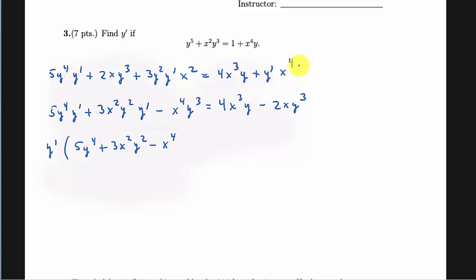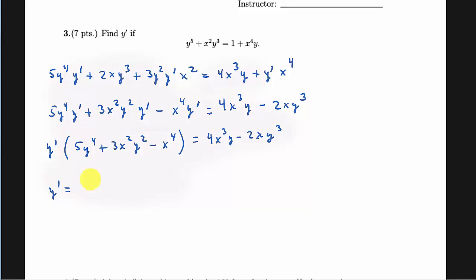I see where I went. I moved this over, and when I moved it over, I wrote a cubed instead of a y prime there. So that should be y prime minus x to the fourth, and that should be an equal sign, equals 4x cubed y minus 2xy cubed. You get in a hurry doing these things, and you make stupid mistakes. But we've got it now.